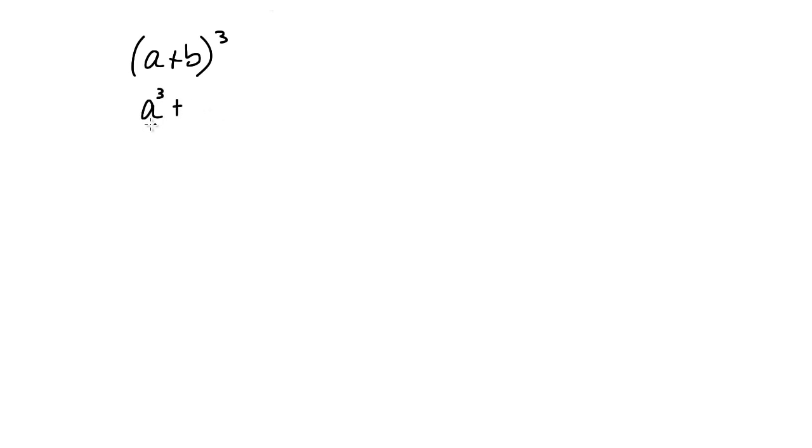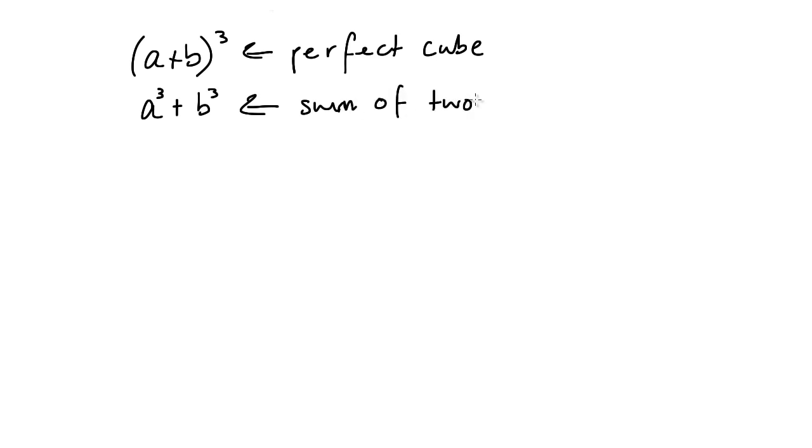Now, the sum of cubes is where you've got a cubed, and the sum means there's a plus, you're adding those two cubes together. So I've got b cubed and a cubed, and I'm adding them together. So the sum of two cubes. It's very important to note that the sum of cubes is not the same as a perfect cube. This is a perfect cube, and this is the sum of two cubes.